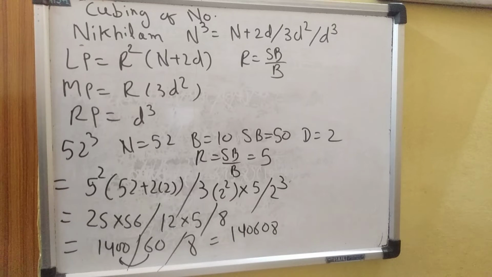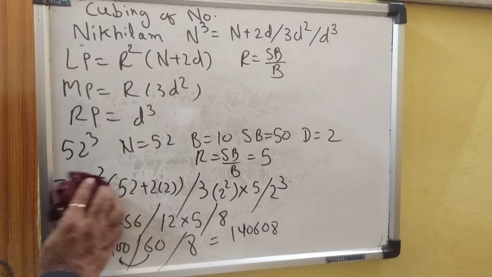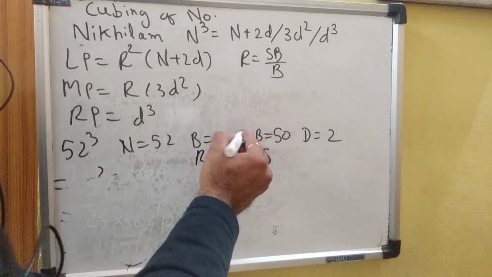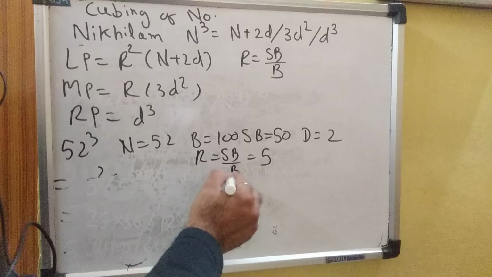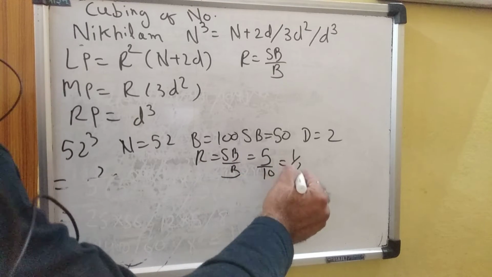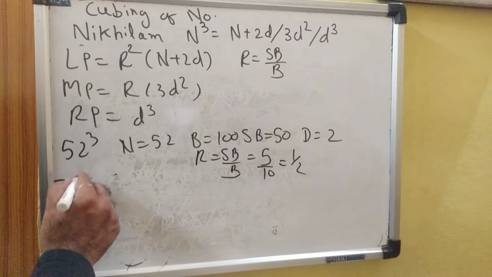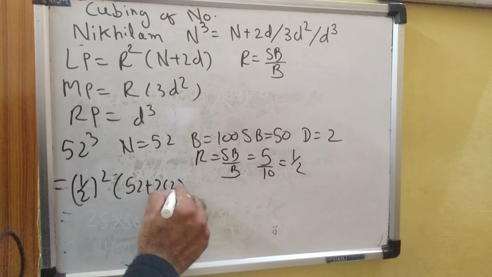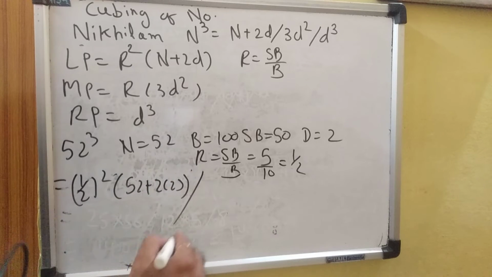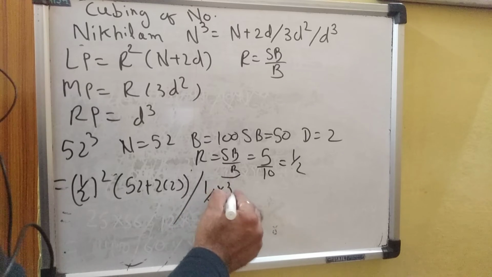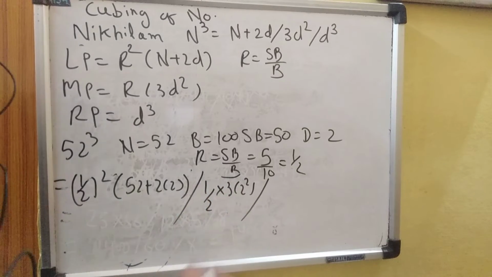In place of base 10, we can also take base 100 here. In case of 52, if we take base 100, then ratio sub-base upon base will become 50 upon 100, that is 5 by 10 or 1 by 2, and we use the same formula, r square into n plus 2d. Mid part is r into 3d square, and rightmost part is d cube.